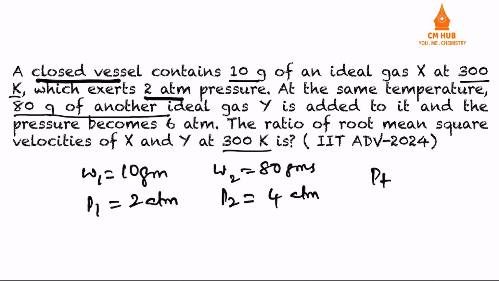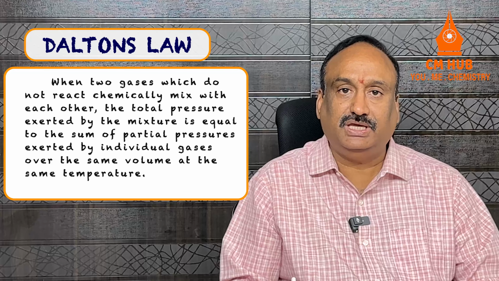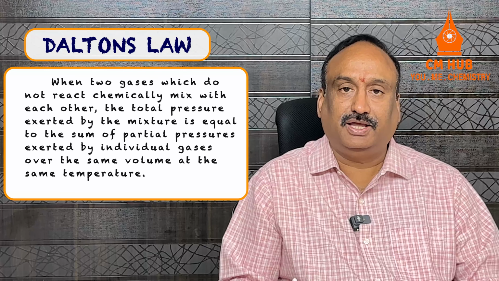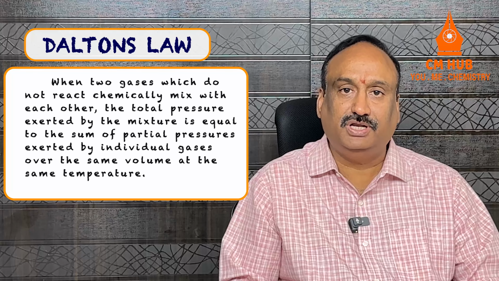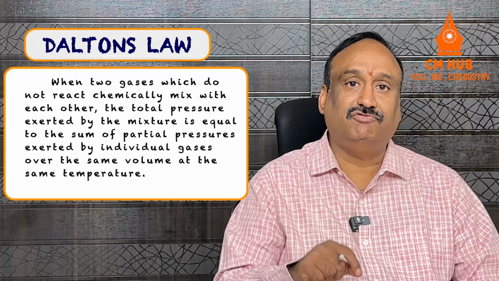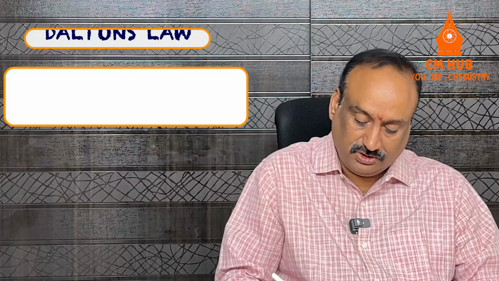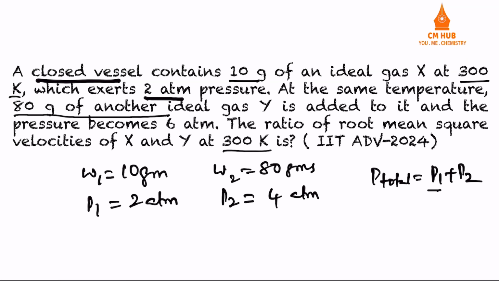Apply Dalton's law of partial pressures. P total is equal to P1 plus P2. When two gases which do not react with each other are taken in a vessel, then the total pressure exerted is equal to the sum of the individual pressures exerted over the same volume and at the same temperature. So initially, with respect to the first gas, it is 2 atmospheres. I don't know what the second gas is, but the total pressure is 6. So what is X equal to? X is equal to 6 minus 2, that is equal to 4 atmospheres. That is what we have written.